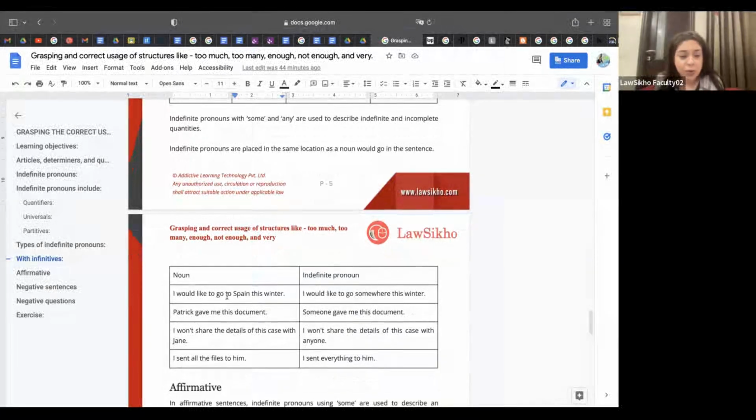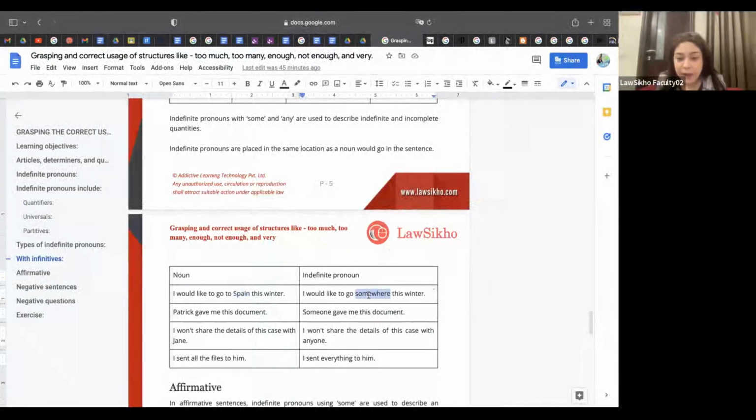I would like to, for example, I would like to go to Spain this winter. The next is, Patrick gave me this document. I won't share the details of this case with Jane, and I sent all the files to him. Over here, I have replaced the noun with a pronoun. I would like to go somewhere this winter. Over here, the noun is Spain, which is a proper noun.